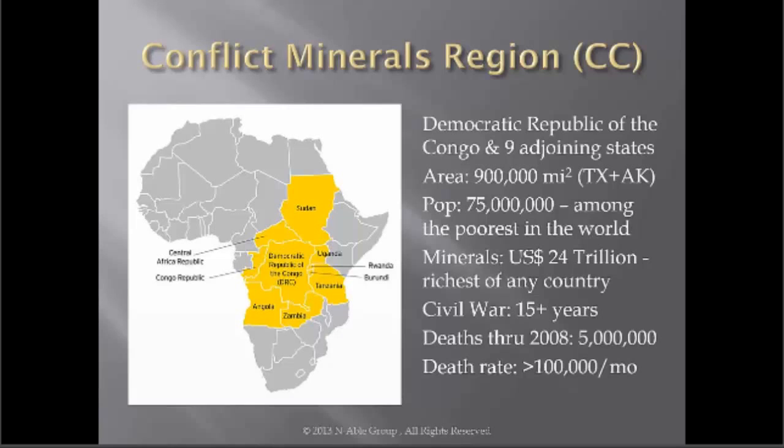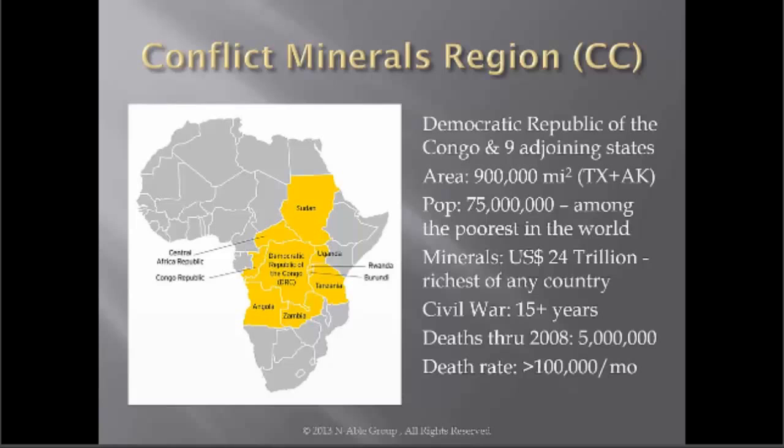So a little background, the DRC and the 9 adjoining states are called the conflict countries region. The DRC itself, just the single country, has an area of 900,000 square miles. That's the size of Texas and Alaska combined. So imagine you're trying to cure an ailment in something that size. The DRC plus 9 is actually the size of the United States. So it's a huge area.